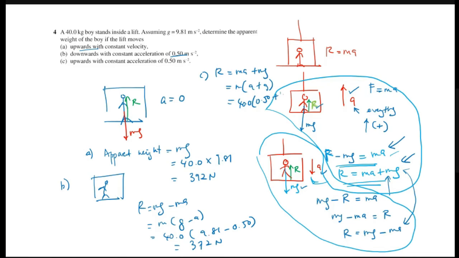0.50 plus 9.81. Then you have 412 Newton. Okay, I think this is the correct answer. Any question? The hint is you just find out where the acceleration is, and the acceleration will be determined by where the positive direction is.